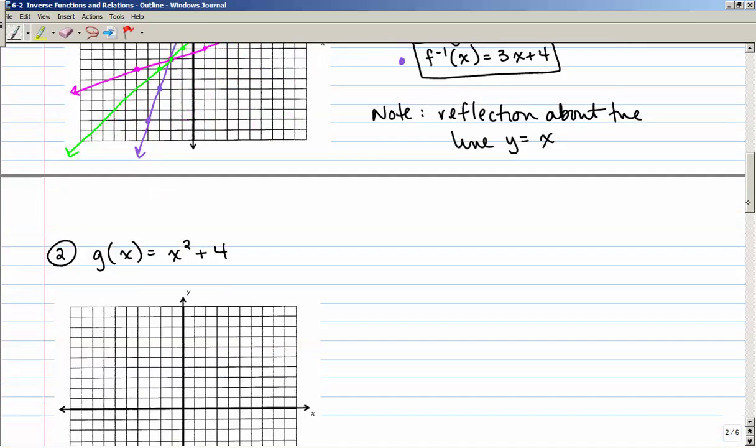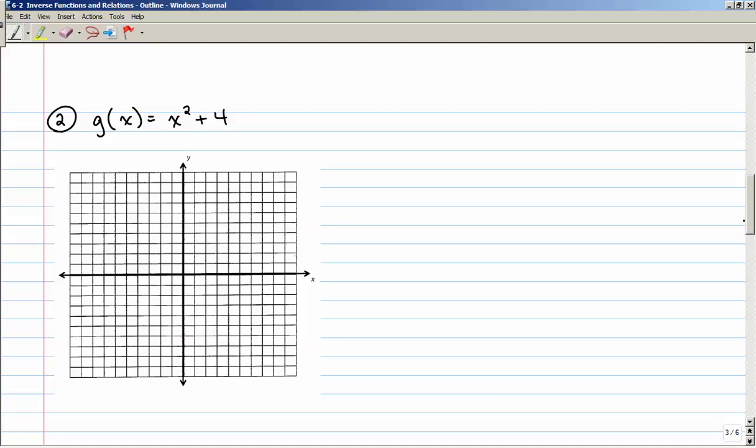Let's take a look at another example. This one involves a quadratic. Here we have g of x equals x squared plus 4. So let's go ahead and find its inverse. So let's write it as y equals x squared plus 4. Switch your x and your y. So x equals y squared plus 4. Solve that for y. I'll subtract 4 on each side.